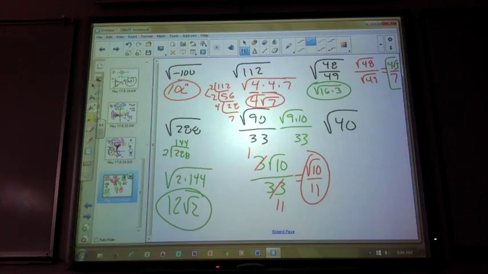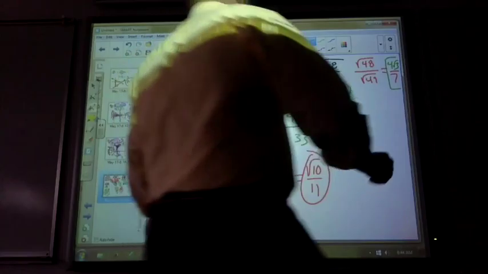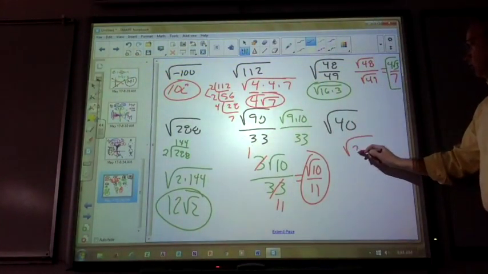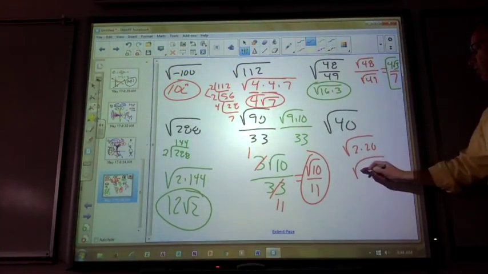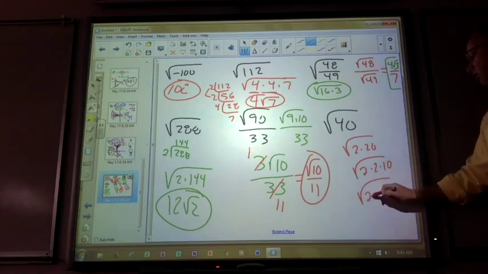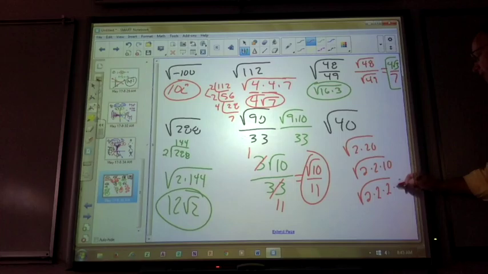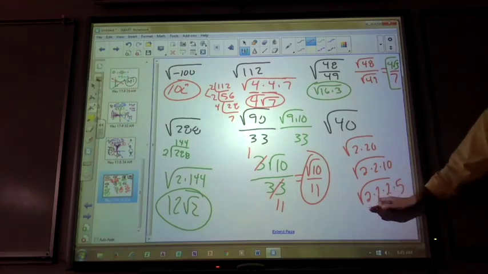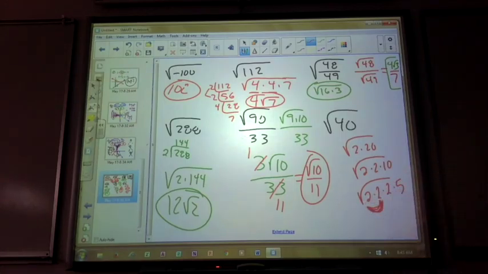And then we have root 40. Root 40 breaks down to 2 times 20. Let's see. Hang on, we can do this. We know that that's 2 times 20. We know that 20 is 2 times 10. We know that that's the same thing as 2 times 2 times 2 times 5. This gives me a perfect square, yes? Square root of 4 is? 2. What's still underneath the radical? 2 and 5, so it gives me 10.